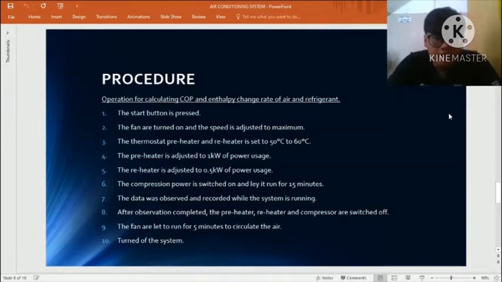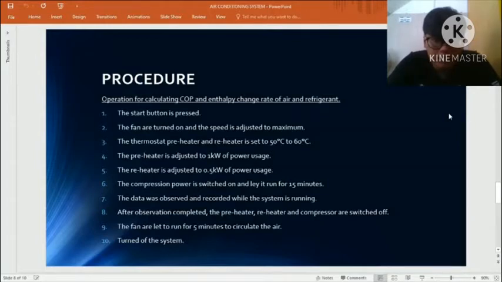In operation for calculating COP and the enthalpy change rate of air and refrigerant, first, the start button is pressed. Second, the fans are turned on and the speed is adjusted to maximum. Third, the thermostats of the preheater and reheater are set to 50 to 60 degrees Celsius. Fourth, the preheater is adjusted to 1 kilowatt of power usage and the reheater is adjusted to 0.5 kilowatt of power usage. Six, the compressor is switched on and left to run for 15 minutes.